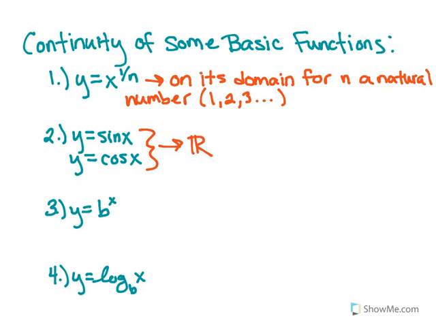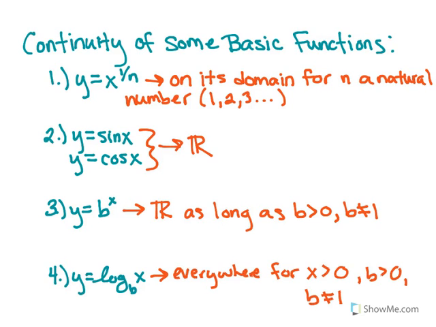As for your sinusoidal functions, your sine and cosine functions for sure are continuous everywhere. It's your basic sinusoidal function. It's your periodic up and down movement. It's continuous everywhere. The next one is an exponential function. So exponential functions are going to be continuous everywhere as long as your base b is not 0, and as long as it's also not 1. So if you have every other condition besides those two things, then you're good to go. It's continuous everywhere.